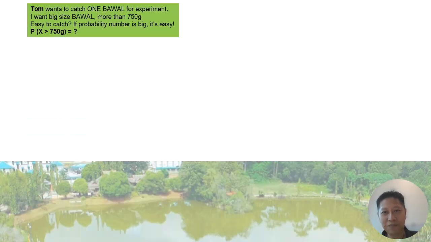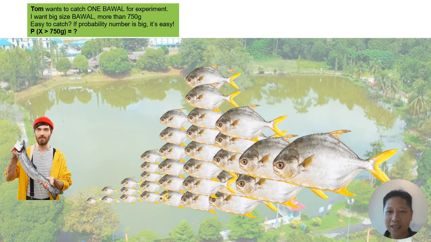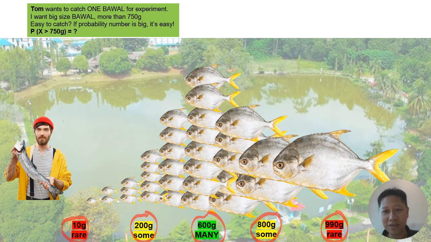So the 3 of us go to a lake, and then we meet up with the lake owner here. The lake owner says that, oh, my lake has a lot of bawa fish here. If you want to catch a 600 gram bawa fish, there are a lot, the most. If you want to catch 200 gram, yeah, got some. 800 gram, okay, got some. If you want to catch the 1000 gram, just a little bit. The very huge one, just a little bit.